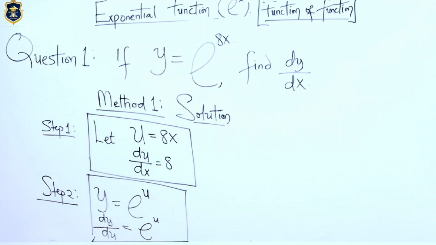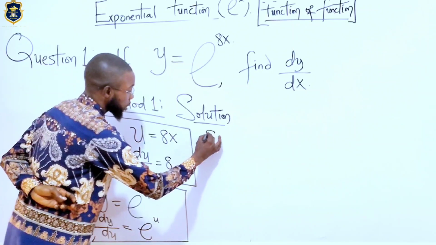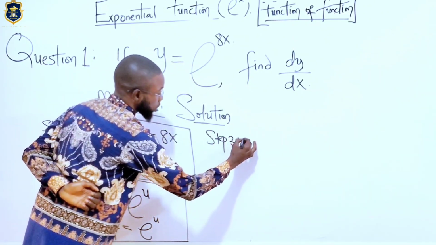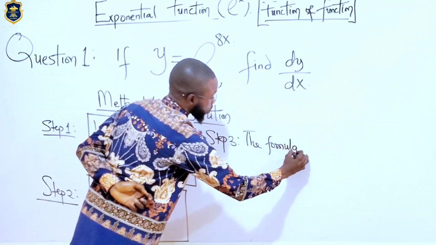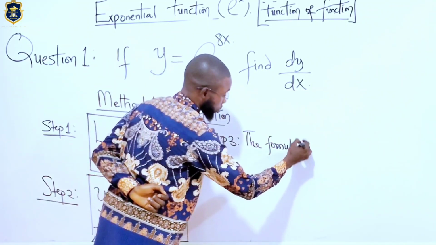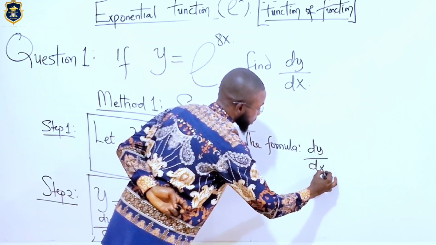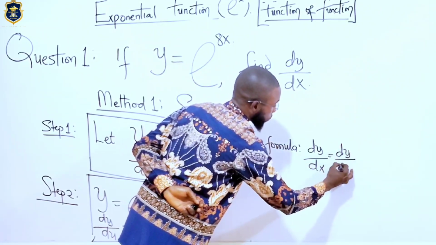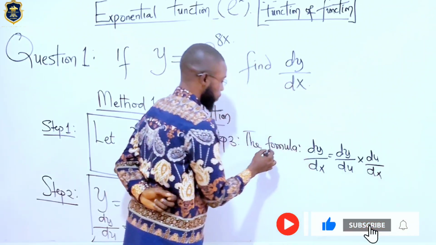What do we do next, guys? Simple. We come and put the formula. What's the formula? Function of function formula. Step 3, the formula. I don't know how you guys are spelling your formula, just bear with me. What's the formula? The formula is dy over dx equals dy over du times du over dx. This is the formula.